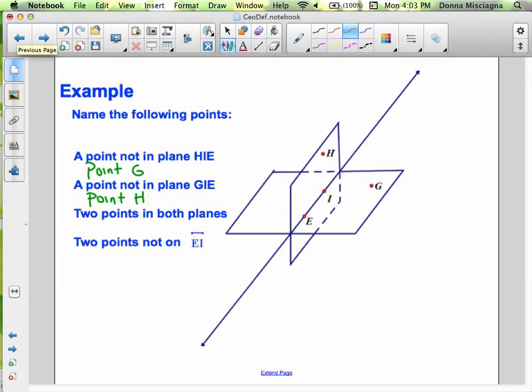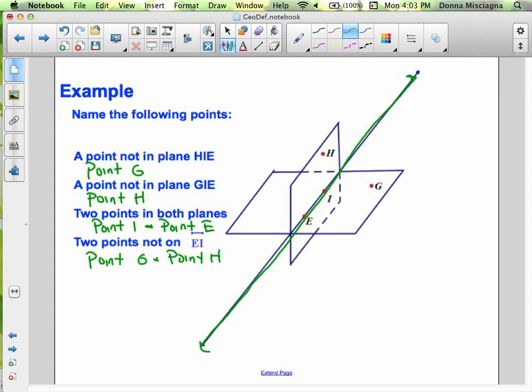2 points in both planes. Well, where those planes intersect, they intersect in a line. They intersect in that line right there. And so there are 2 points that are shown. There's an infinite number of points on that line, but 2 are shown on that line, and that is points I and E. 2 points not on line EI. Well, the 2 points that aren't on that line are the other 2 points shown, so that would be point G and point H.